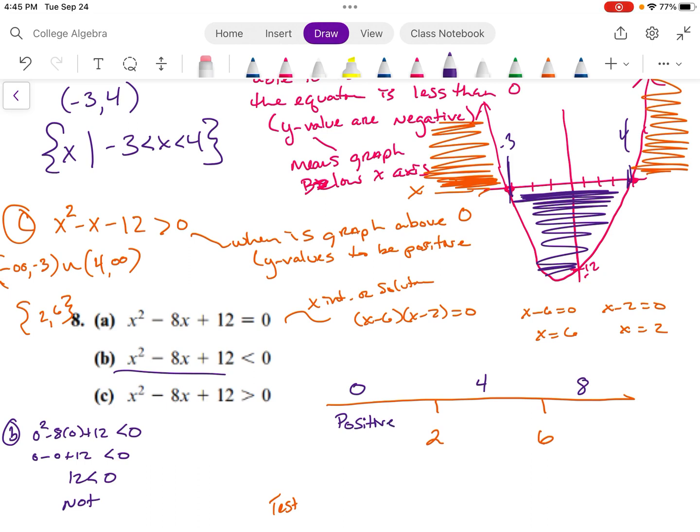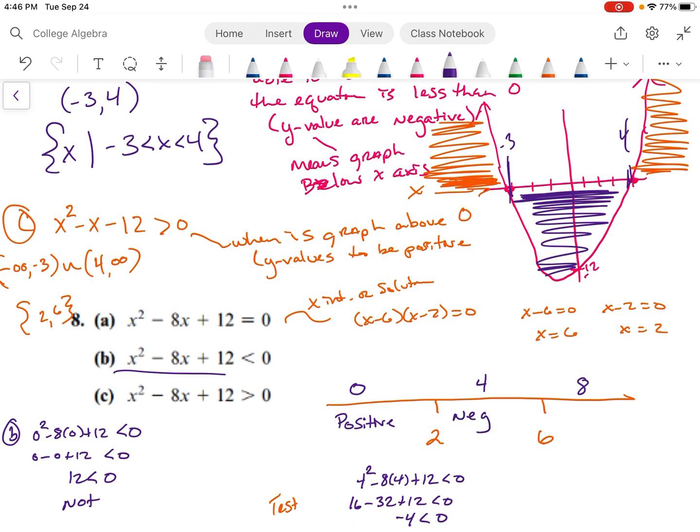Let's go ahead and test the 4. So now we're going to say, okay, is 4 squared minus 8 times 4 plus 12 less than 0? So are you a negative answer? So is 16 minus 32 plus 12 less than 0? 16 minus 32 is a negative 16, plus 12 is a negative 4. Hey, negative 4 is less than 0, so during this zone I am negative.